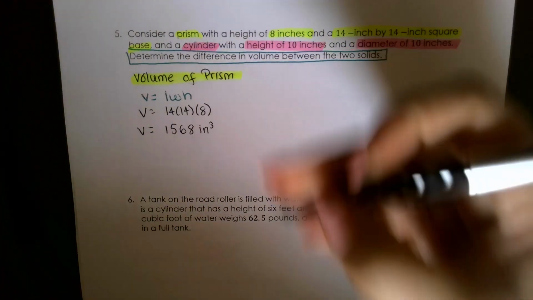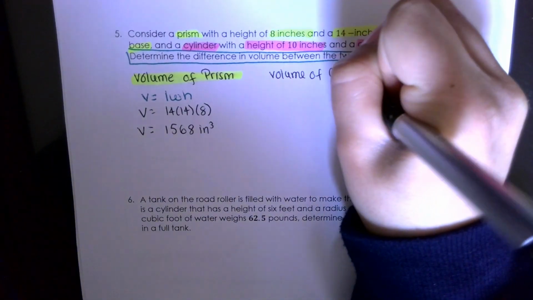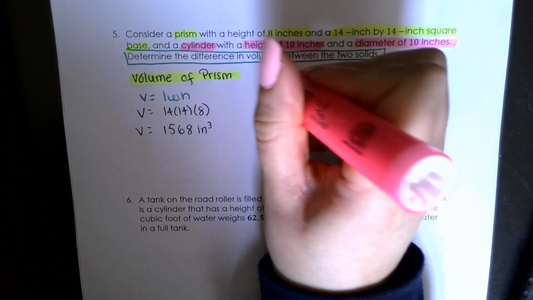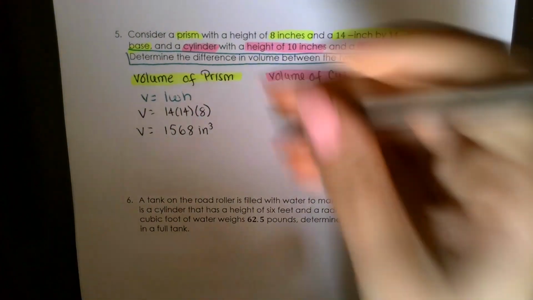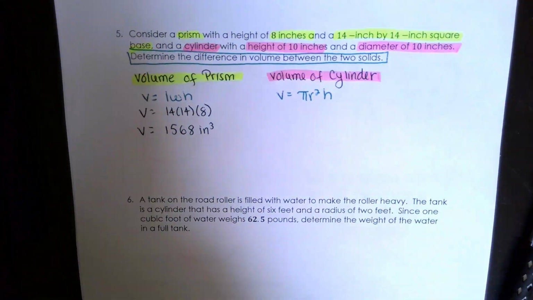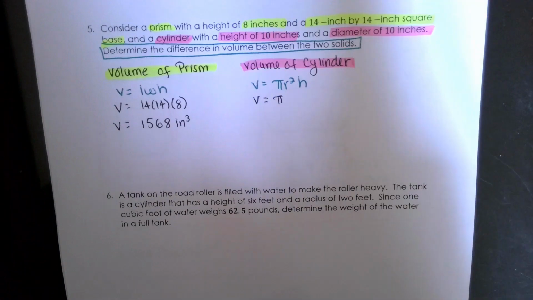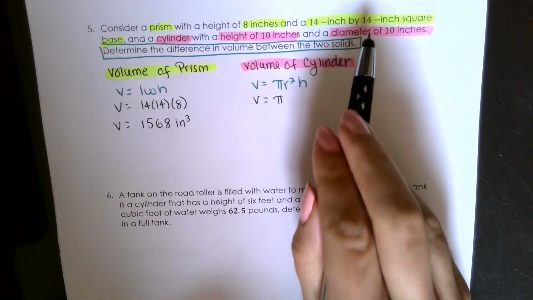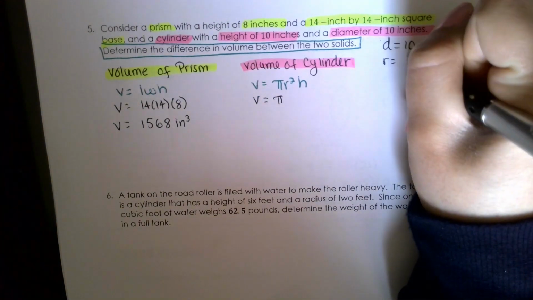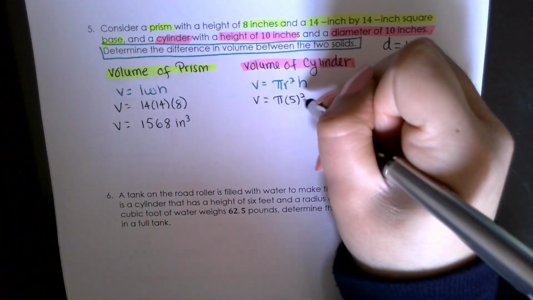Okay, so we'll keep that in mind. Now let's go ahead and find the volume of the cylinder. So to find the volume, it's the area of the base, which is pi r squared, times the height. That's how you find the volume. So do they give me a radius? No, they give me a diameter. So if diameter is 10, I need to find half of that for the radius. It's going to be 5. And then the height, they told me, was 10.